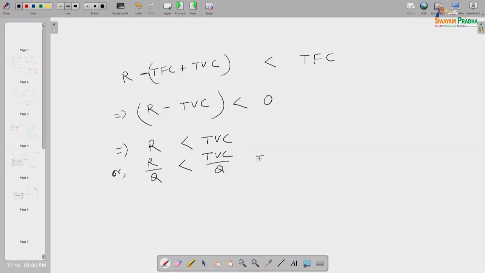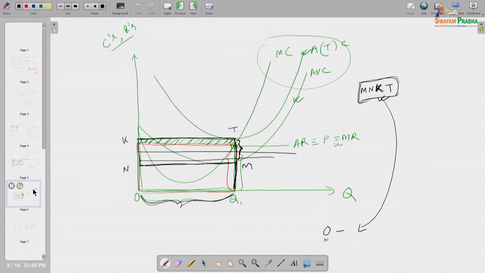Okay. Revenue by Q is basically price. This is less than total variable cost by Q, which is basically average variable cost, the way we have defined. So, if price goes below the average variable cost line, then he should stop in the short run. So, in the earlier diagram, look here, this is the average variable cost line, and this is its lowest point. If the price line somehow goes below this level, then he should stop production, because even in that case, if he produces, he will incur more loss than the total fixed cost. So, definitely he should stop production and incur only total fixed cost.